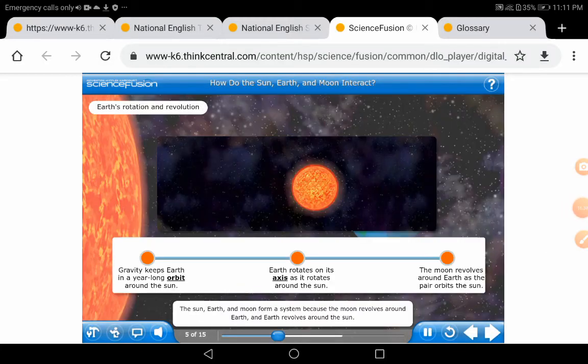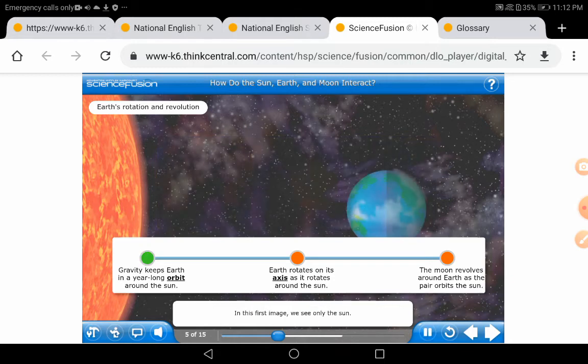The sun, Earth, and moon form a system because the moon revolves around Earth and Earth revolves around the sun. The Sun-Earth-Moon system is part of the larger solar system, which includes the other planets and bodies that revolve around the sun. Click on each dot on the line to learn more about the motions of Earth and the moon around the sun.